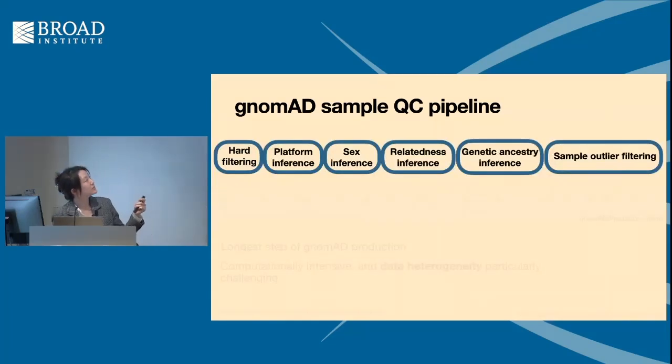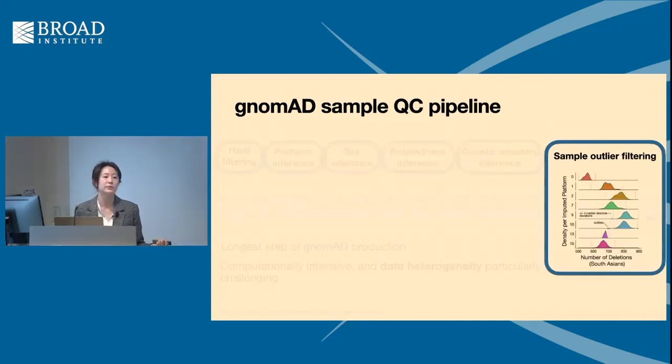So the major steps of sample QC are hard filtering on the far left, platform inference, sex inference, relatedness inference, genetic ancestry inference, and sample outlier filtering. I don't have time to go through all of these steps, so I want to highlight some of the improvements that we've made to this final step, sample outlier filtering.